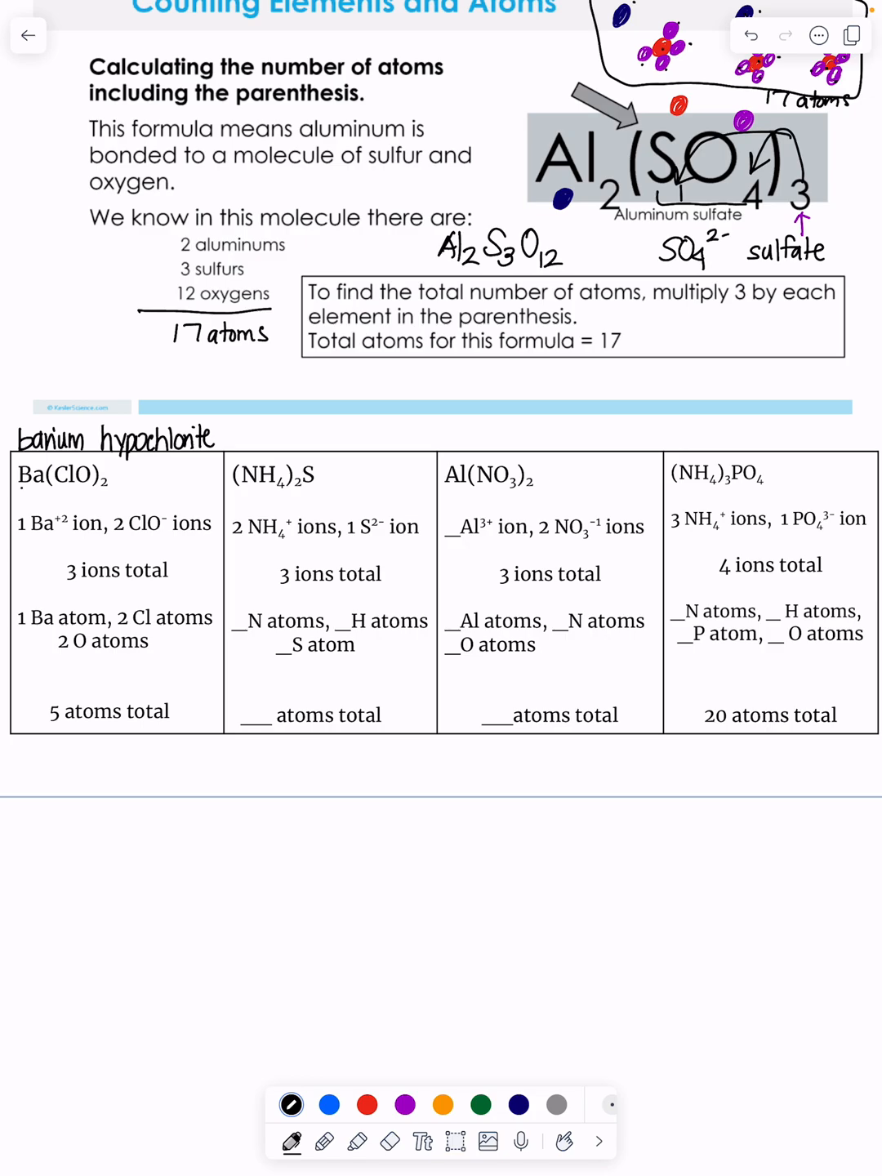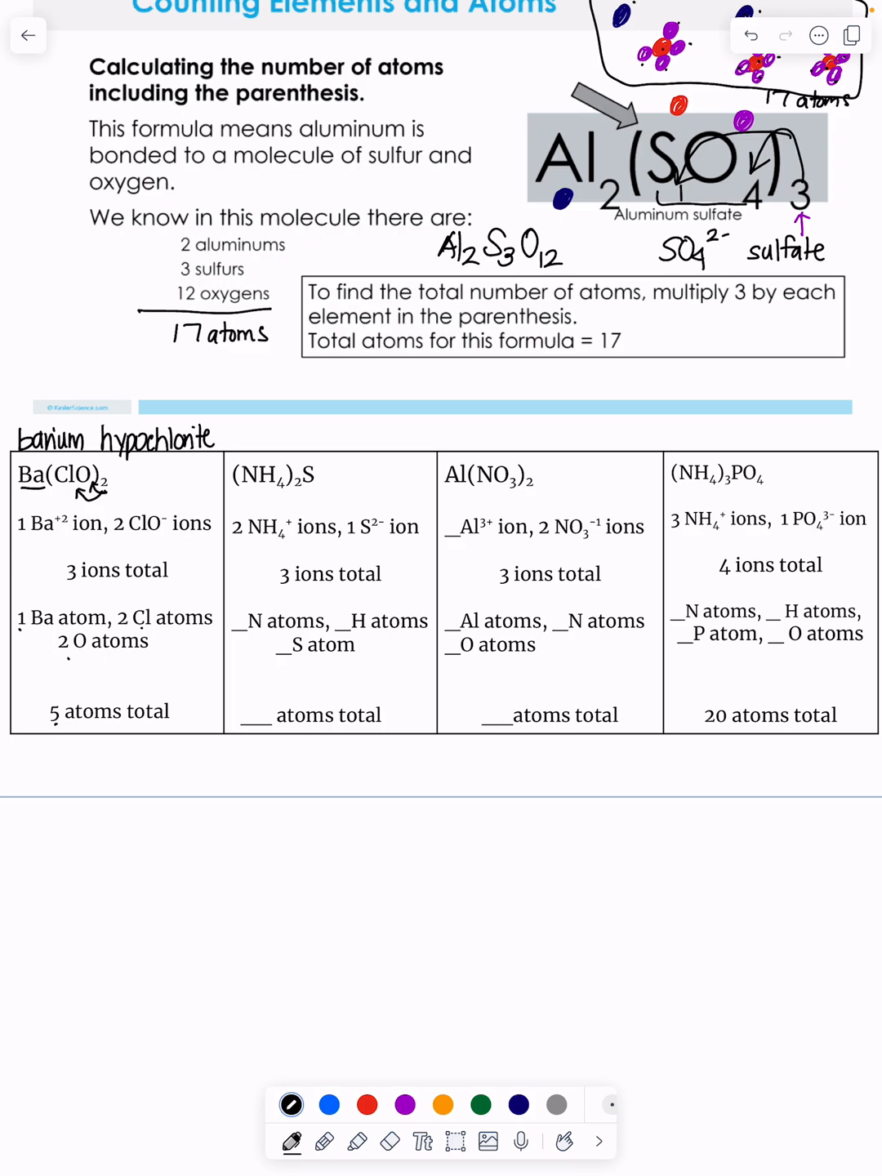There is 1 barium, and this little 2 tells me that there are 2 of these ClOs. It's actually ClO minus. So that's 3 ions total, but we've got to count the atoms, which is what's more important. That 2 multiplies on the inside, so that tells me that there's 1 barium, 2 chlorines, 2 oxygens. That's a total of 5 atoms.